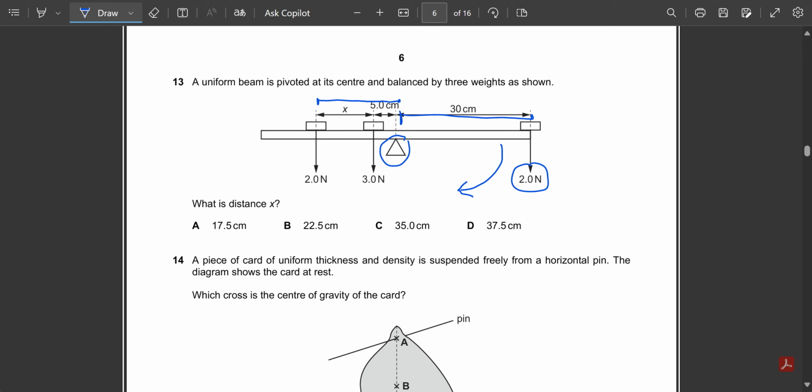So first I'm going to calculate the clockwise moment, which equals 2 times 30. We don't need to convert this into meters since it's an MCQ, so we don't need to convert that. 2 times 30 is going to give you 60. This is the clockwise moment. Now anti-clockwise moments are two of them.